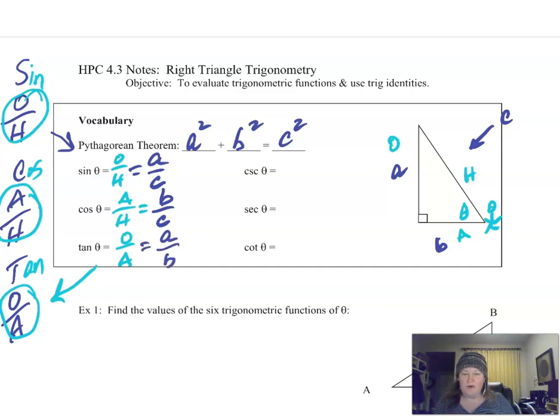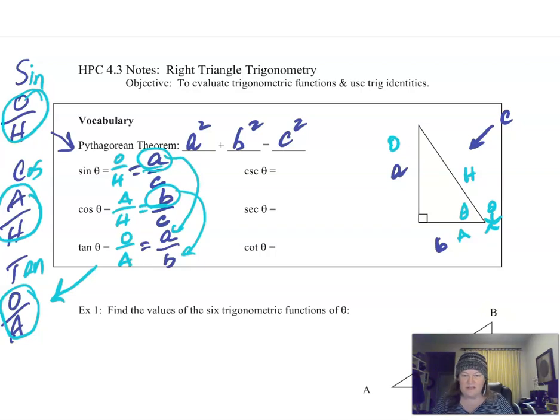There's another reason why we always write them in this order. Notice that sine is A over C, cosine is B over C, and tangent ends up being both of those in order over each other. So that's another easy way to remember where everything goes.